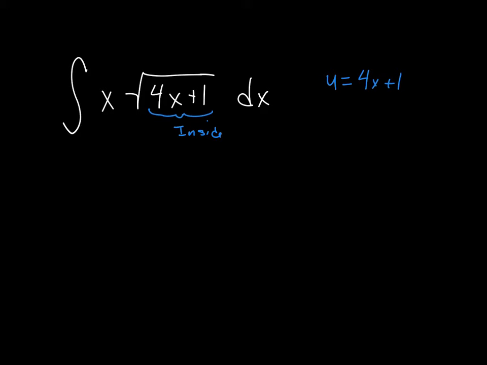I take the derivative of that, so du dx is just equal to 4x. du is equal to 4x dx, and therefore dx is equal to du over 4x.